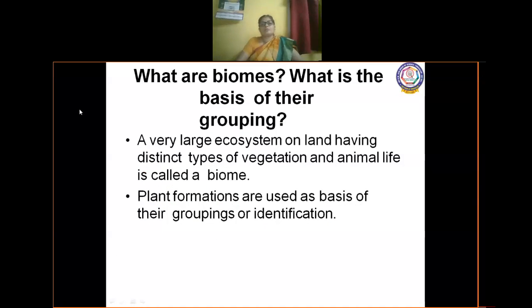Now, what are biomes? It's a very large ecosystem. A very large ecosystem is a large area covered by forest, also on land, having a variety of vegetation and animal life. That is called a biome. And plant formations are used as a basis for their groupings or identification. So plant formations are classified further and made into groupings or identifications. What are these groupings and identifications? We'll be learning in another part.